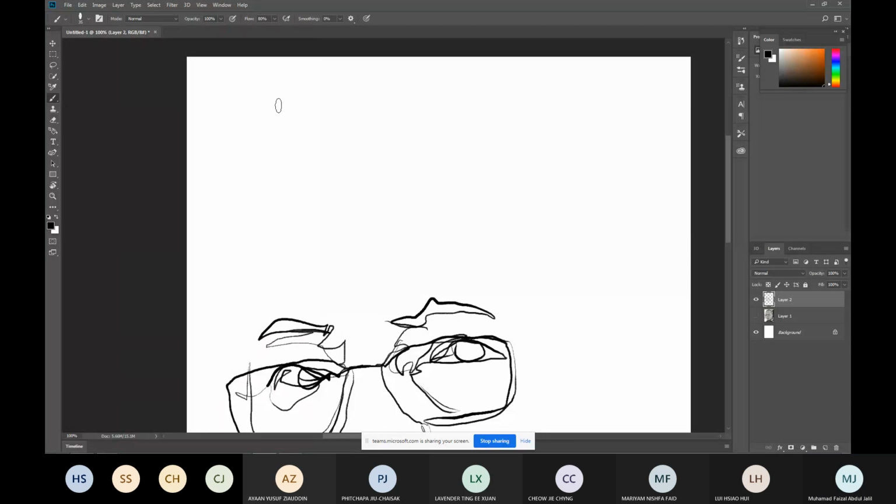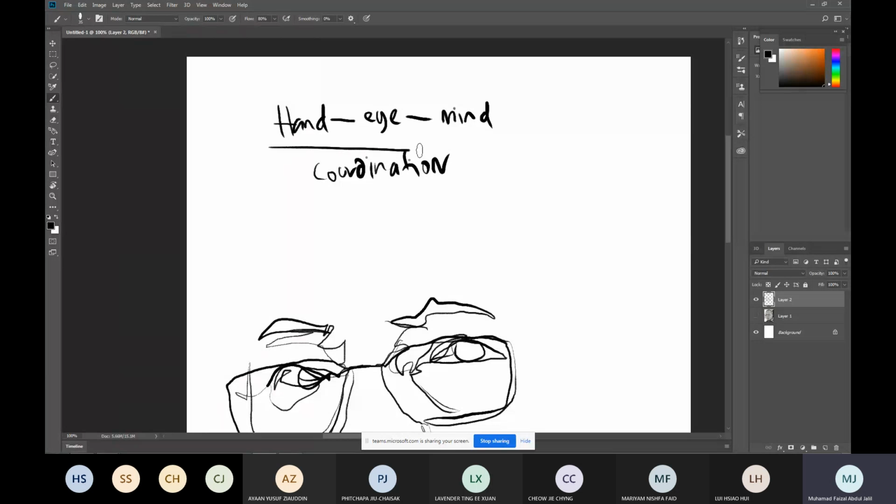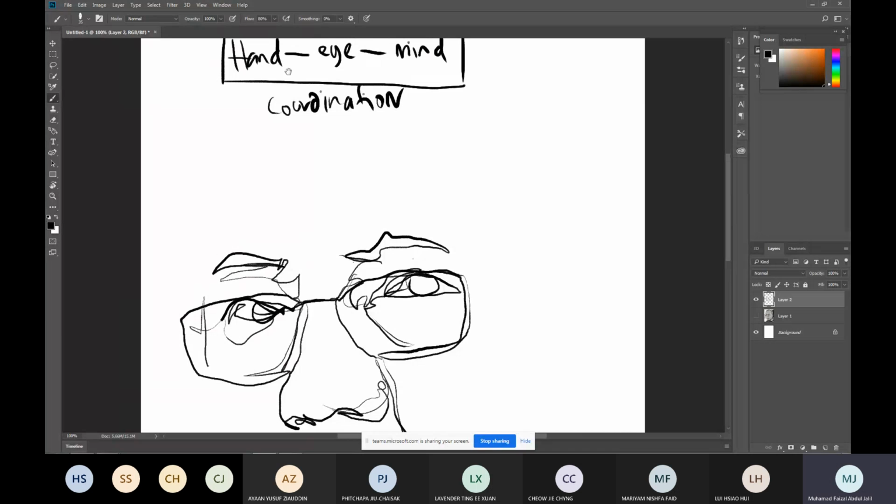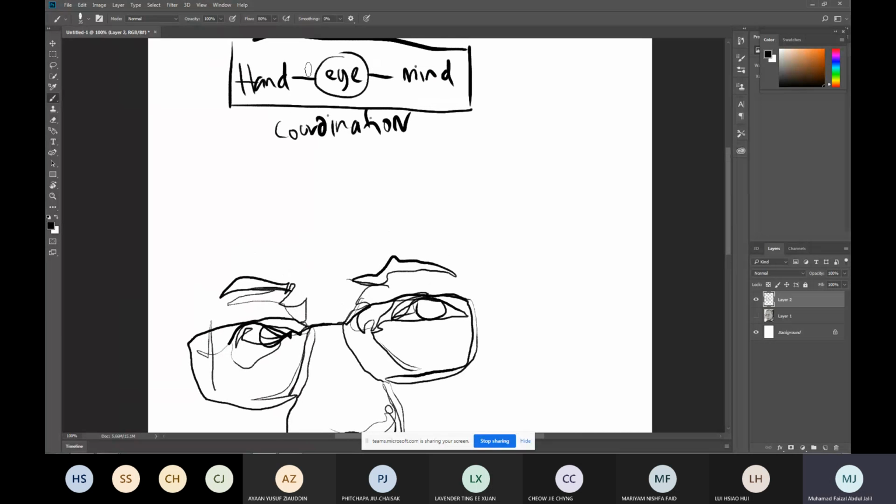There's a connection between the hands, eyes, and mind, or your brain, right? These coordinations that we call it. Without having a very good coordination between these three components, that's why you cannot draw well. Your eyes basically control your hands.